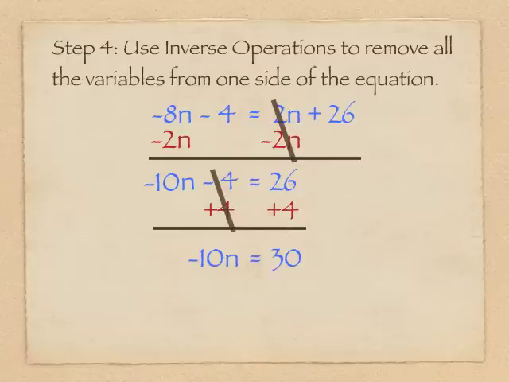The inverse of negative 10 times n is dividing both sides by negative 10. And when I cancel out the negative 10s, I'm left with just n, and that is equal to 30 divided by negative 10, which is going to be a negative number, 1 positive, 1 negative, and it's negative 3.